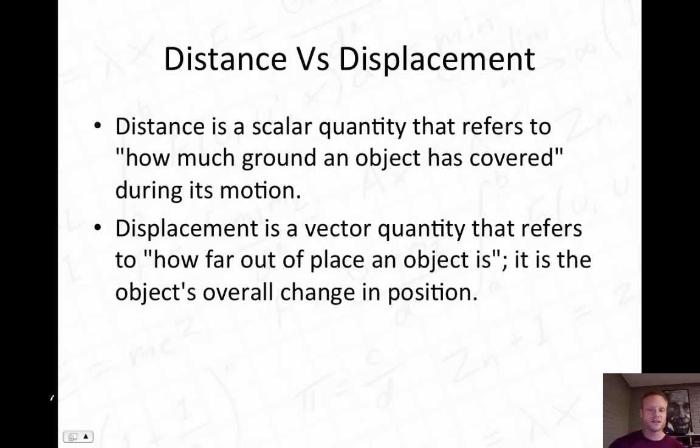Distance and displacement are two words that both start with D, but there's a difference between them. Distance is a scalar quantity, and it refers to how much ground an object has covered during its motion. Displacement is a vector quantity, and it refers to how out of place an object is. It's the overall change in position. I have a picture in just a second that will help explain these two concepts. In physics, we typically focus more on displacement, because we're always interested in what direction things are going.